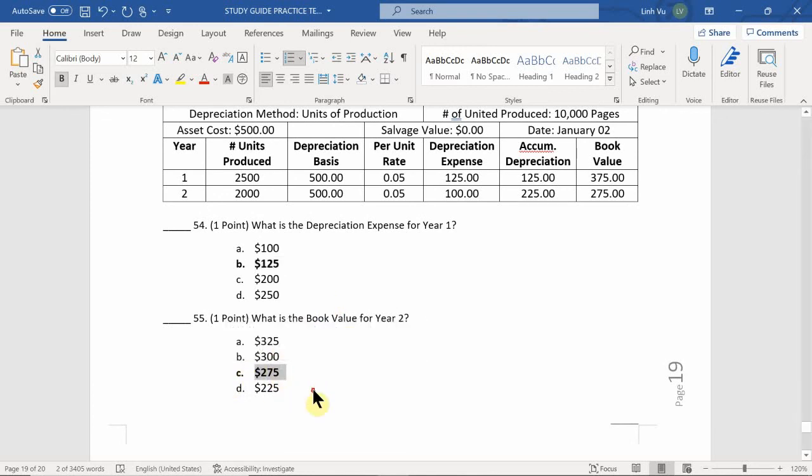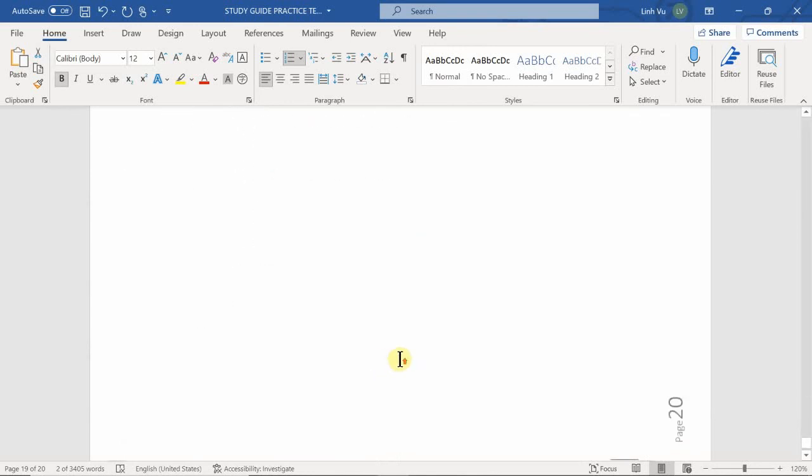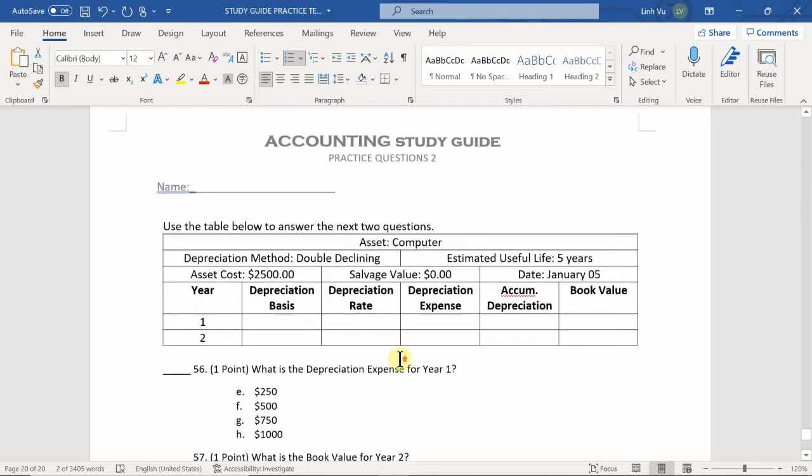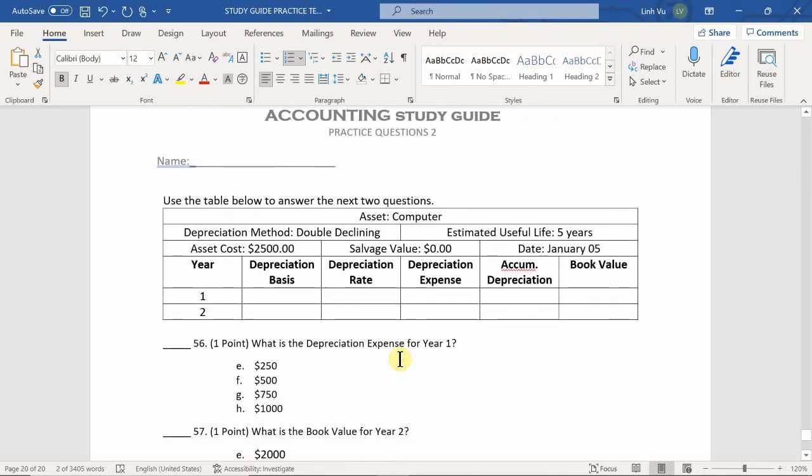275. Good. All right. Last two questions from this study guide, okay? We're going to be using this table to answer the next two questions. This is double declining this time, and we bought a computer. We placed it into service as of January 5th. It has a 5 year expected life, and it's $2,500 cost with no salvage value.